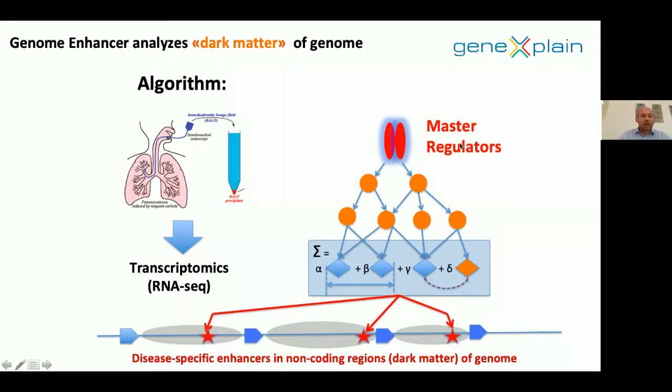And once these master regulators are found, we look in our databases to check whether there are known drugs which can be used to inhibit those master regulators. So that's how the algorithm works.